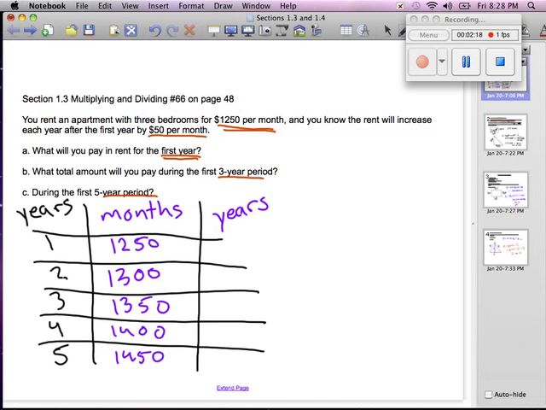Then what about the years? How do we figure out how much we're going to pay in a year? Everything in the month column is going to need to be times by 12. So let's take a moment to do that. We'll take 1,250 times by 12, and that'll get the yearly rent. And do that for the rest of this column, please.